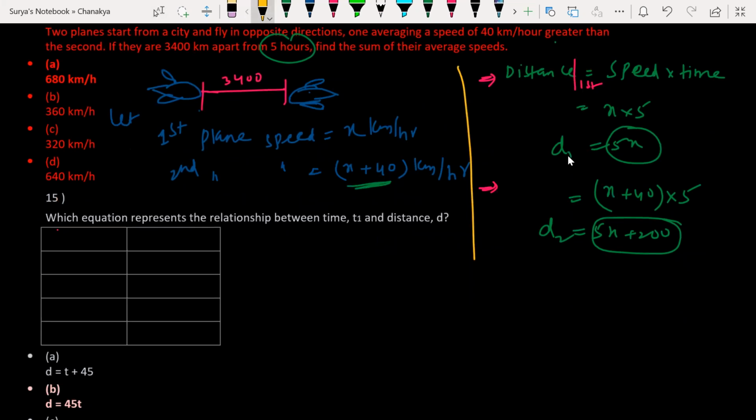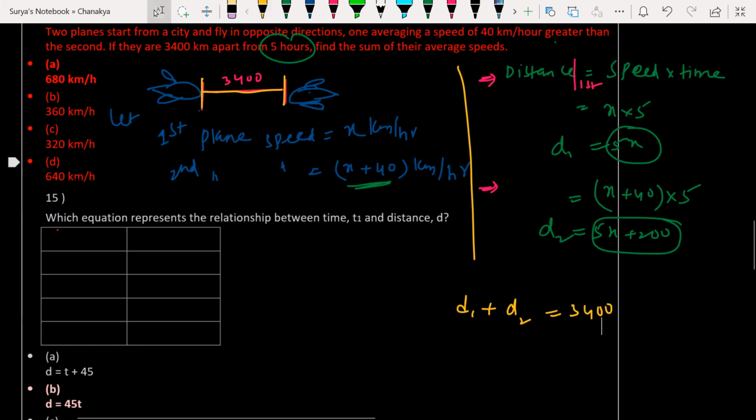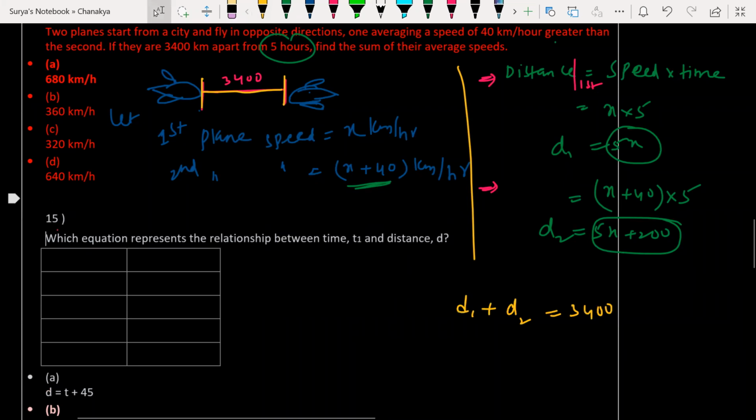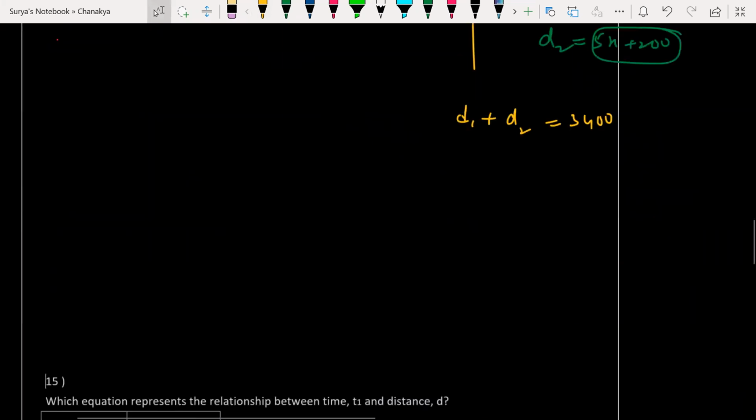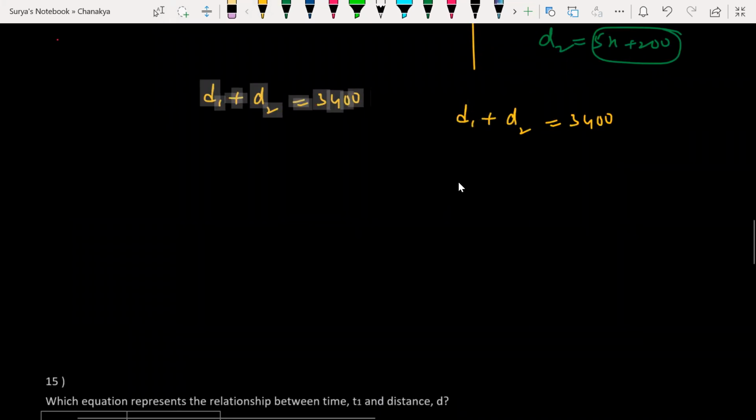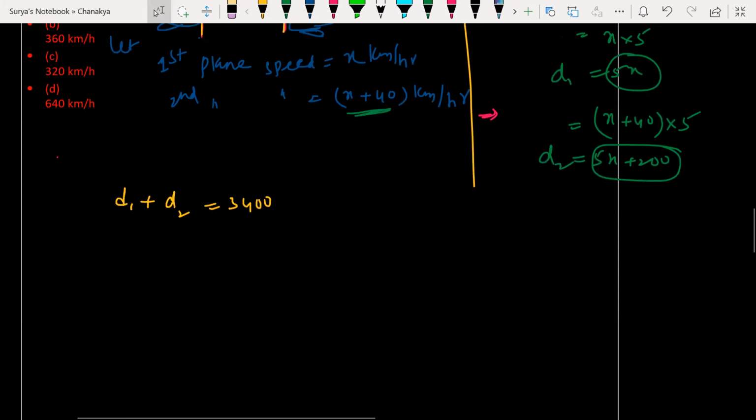So now let us find distance. For these two planes to meet, they need to cover how much? 3,400. They are 3,400 far from each other. So distance 1 plus distance 2 is equal to 3,400. Yes or no? How many of you agree with my point? Yes, sir. So the distance between these two is 3,400.